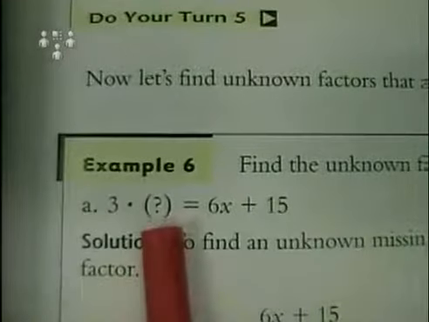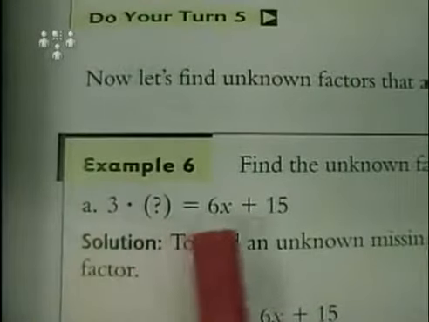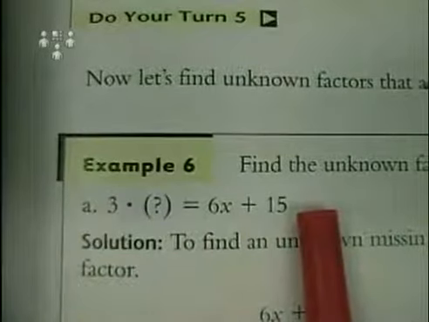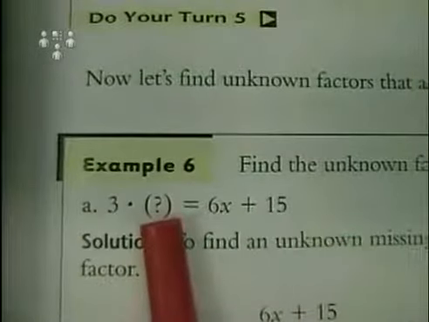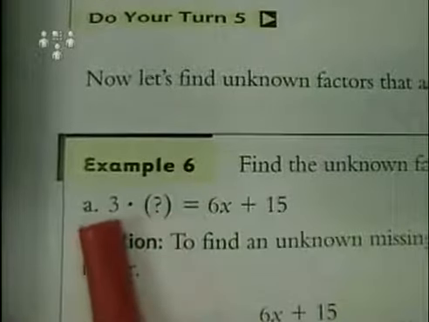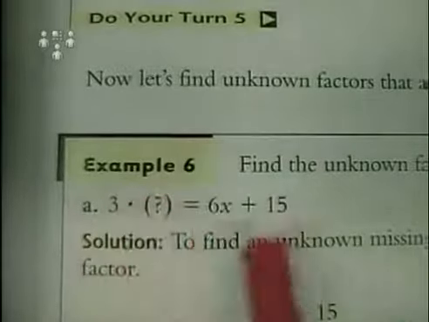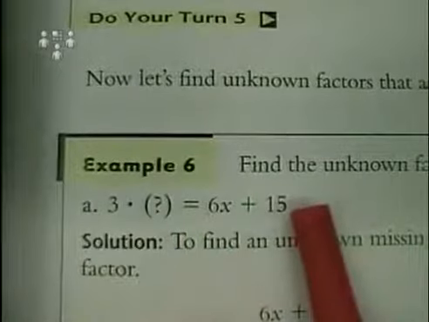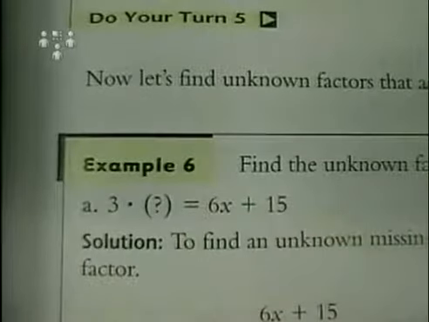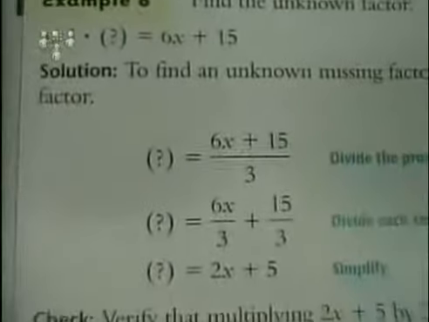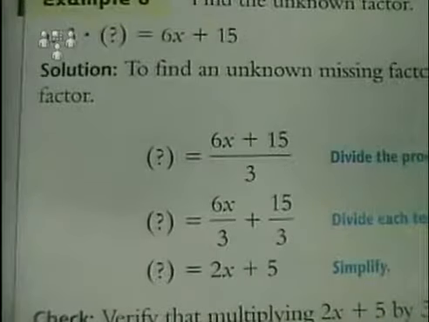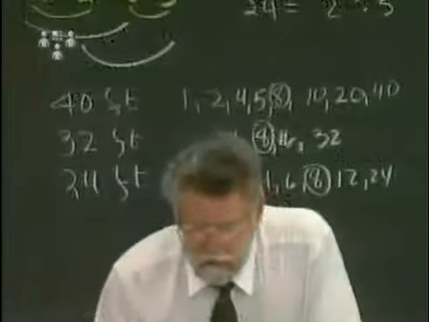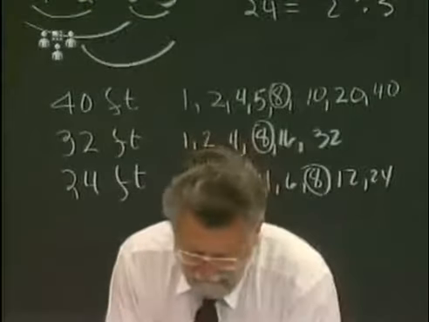One way of doing this is to divide the 3 into each part, correct? Or you can ask, what binomial would I need with the distributive property that when I multiply the 3 times both pieces, I would get 6x and a 15? Well, one way of doing that problem is to do the division. Okay? And you may be able to do that without the division.